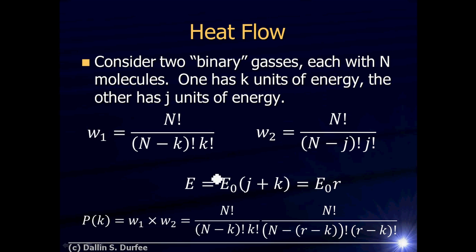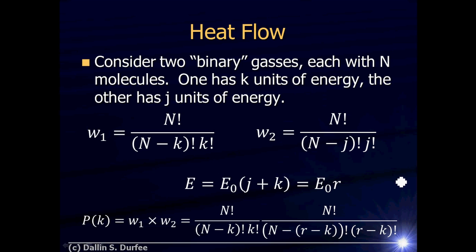Well, the probability that I have K units of energy on one side and the rest on the other is just the product of how well I can distribute K units of energy in this gas times how well I can redistribute what's left over in the other gas. So this is the number of ways I can distribute K units of energy in my first gas, and this is the number of ways I can distribute R minus K, the total amount of energy minus how much was over here, into my second gas. The basic idea is I can have energy go back and forth, but assuming I have so many units of energy in gas 1 and the rest in gas 2, what's the probability that I get that much on one side versus the other?